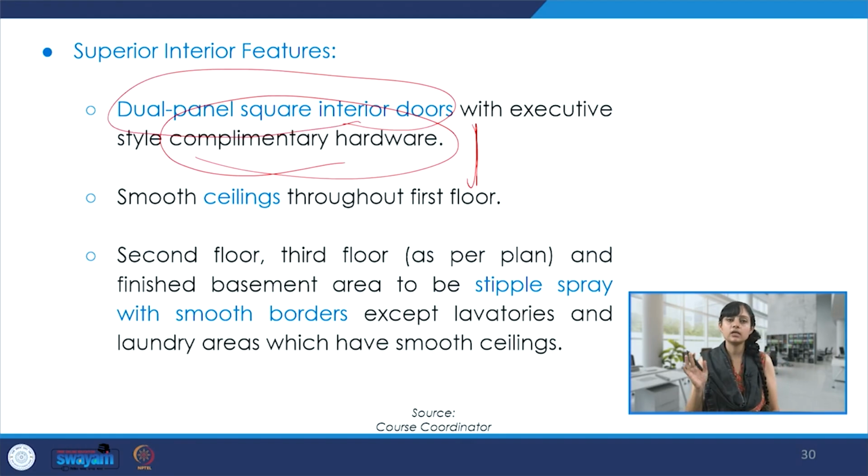There is a smooth ceiling, and it's seen everywhere throughout the first floor, all the ceilings that we see there on the first floor. Second floor, third floor, and the finished basement areas were to be stipple spray with smooth borders, except lavatories and laundry areas, which have smooth ceilings. So this was a kind of design vocabulary which was established by the designers.